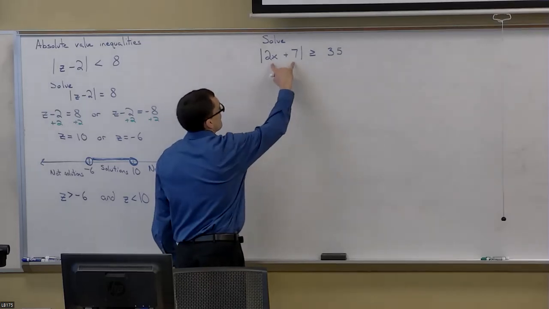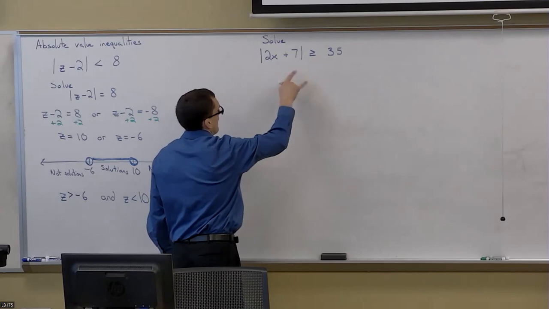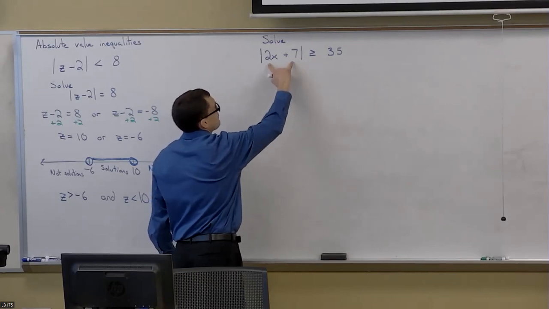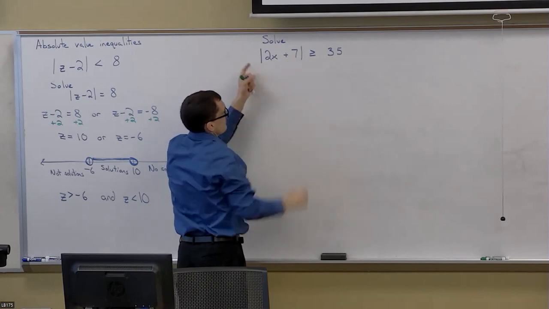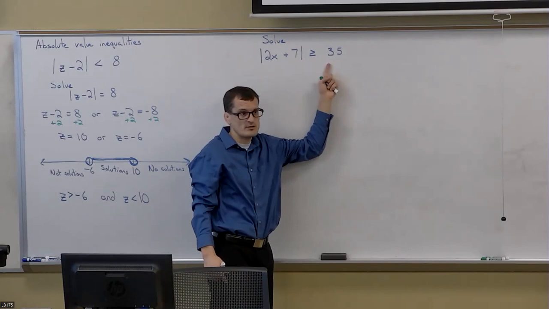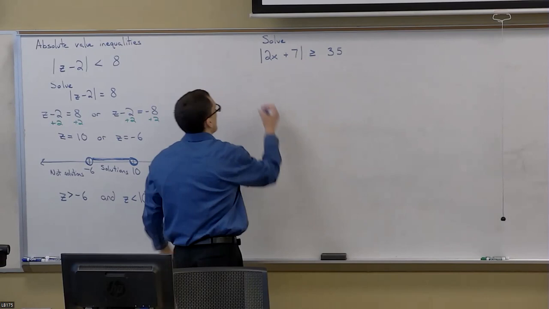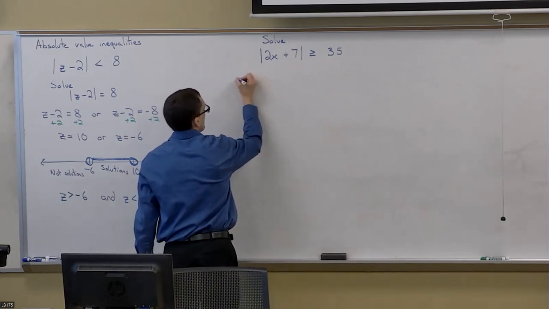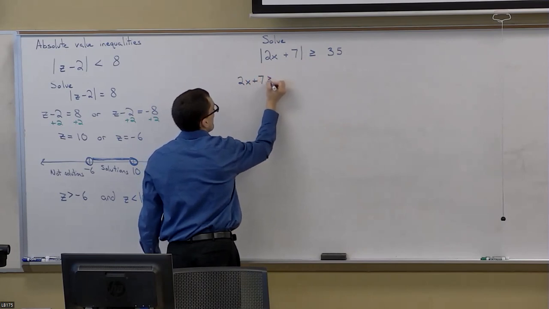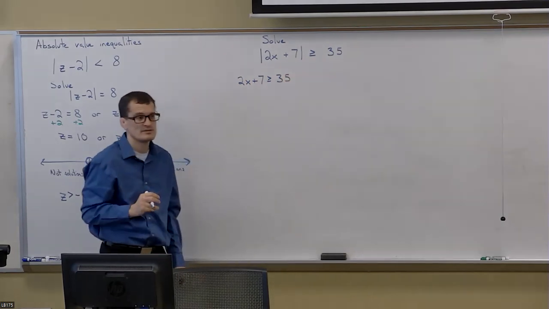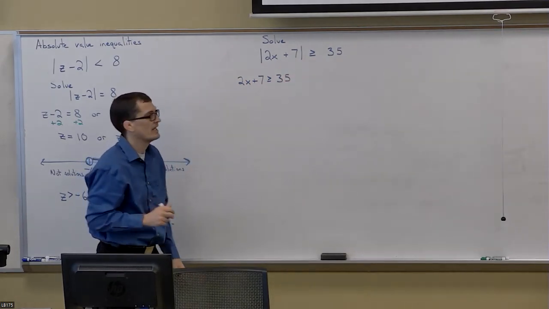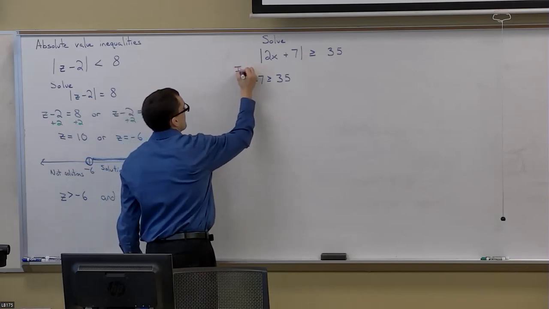If you think about how the negative and positive versions of this work, if this were positive, then we could have just dropped the absolute value sign and solved this inequality as is. So if the thing inside were positive, we could have just said 2x plus 7 is greater than or equal to 35, in the case that the inside was positive.